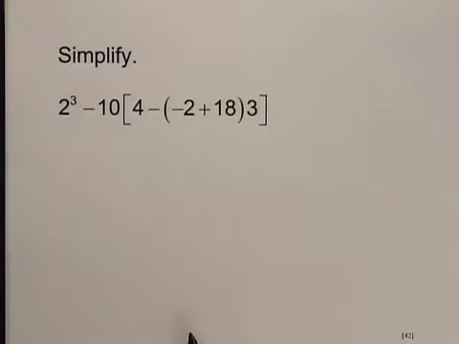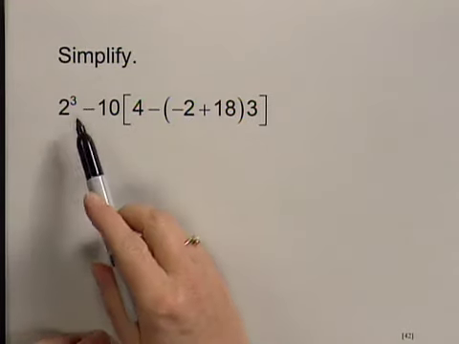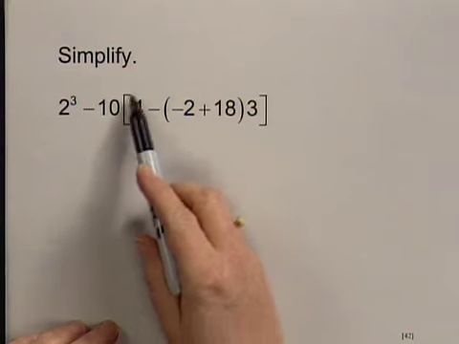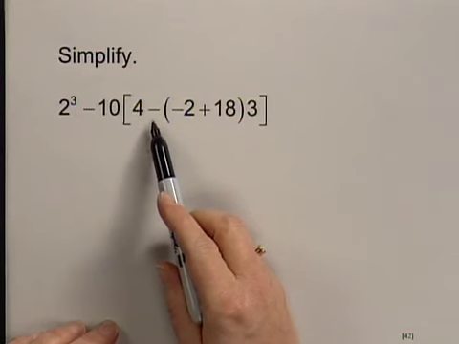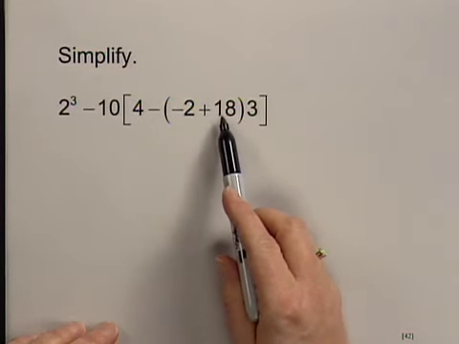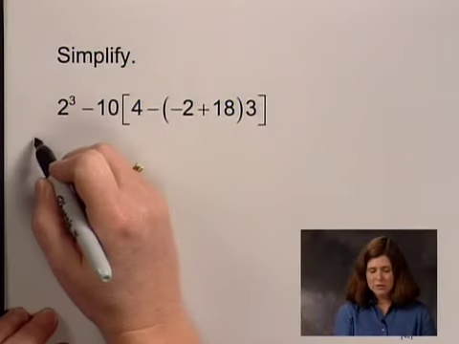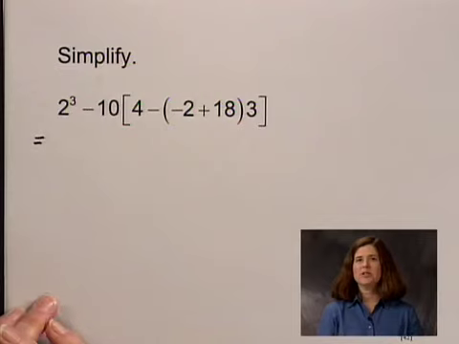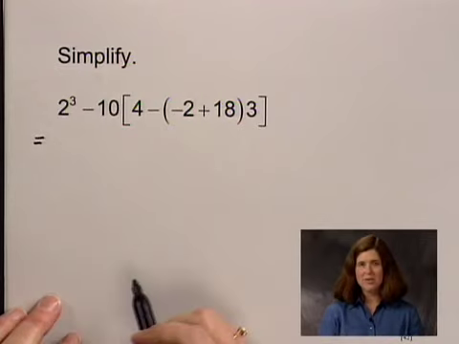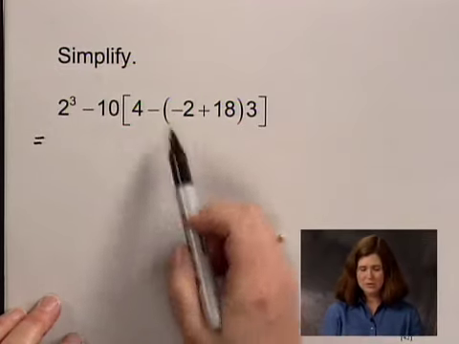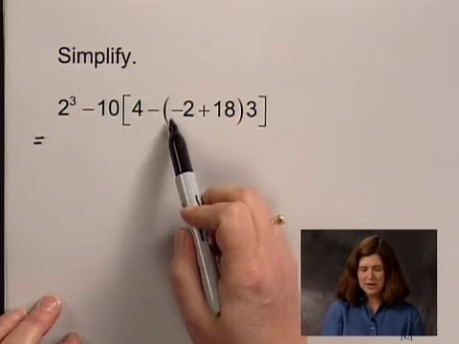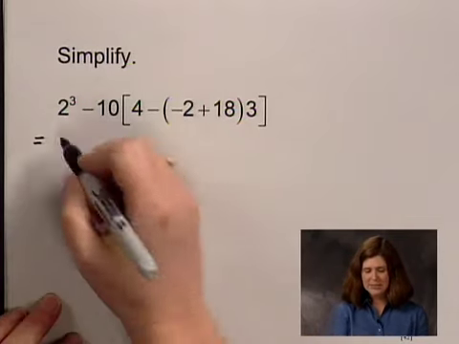In this problem, we'll simplify an expression using the rules for order of operations. We'll simplify the expression 2 to the third power minus 10 times the quantity 4 minus the quantity negative 2 plus 18 times 3. In order to do this, we'll begin by simplifying expressions within parentheses, and we'll begin with the innermost set of grouping symbols, which are the parentheses here, which is negative 2 plus 18.